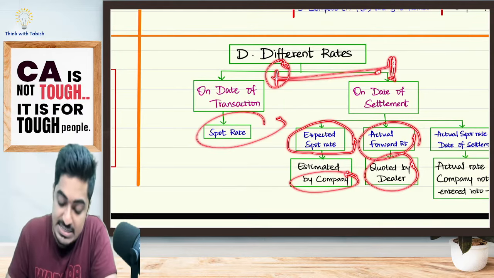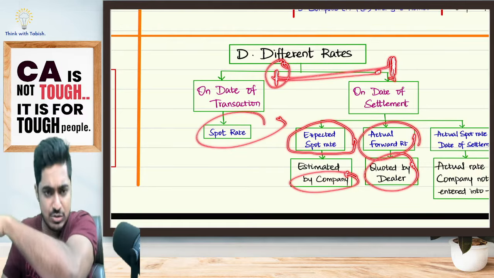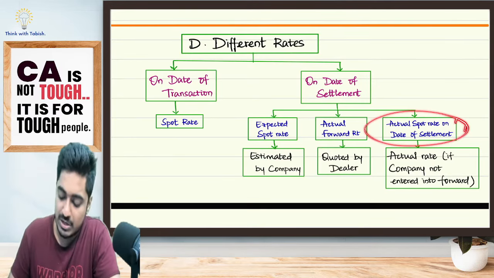Then there is the actual rate on that particular day. If I don't enter into a forward contract, on that day the actual spot rate will apply. It is called the actual spot rate on the date of settlement.